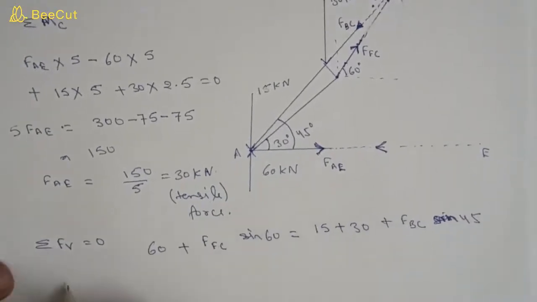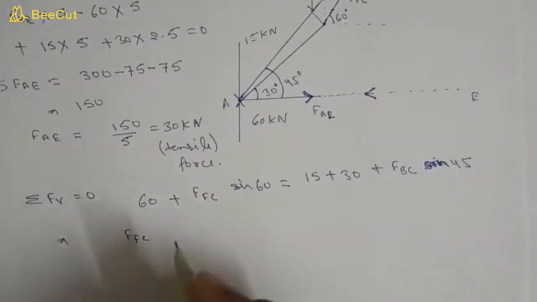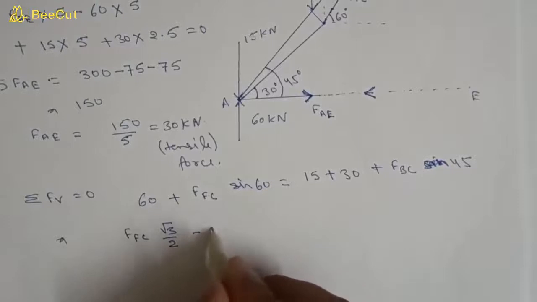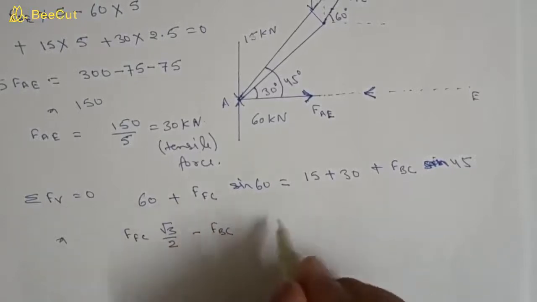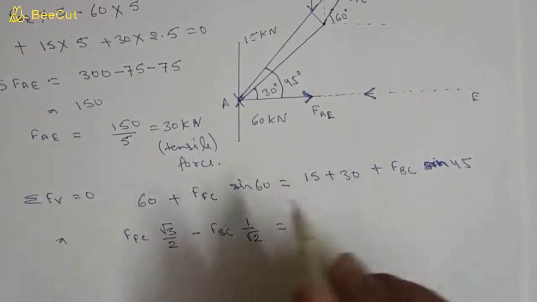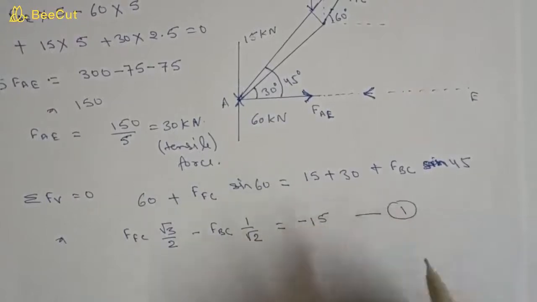Okay, so if we do this, then we will get FFC sine 60, which is root 3 by 2, minus FBC sine 45, which is 1 by root 2, is equal to 15 plus 30 is 45, and minus 60 is minus 15. Suppose this is equation 1.